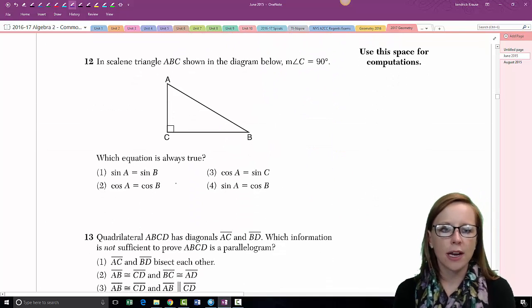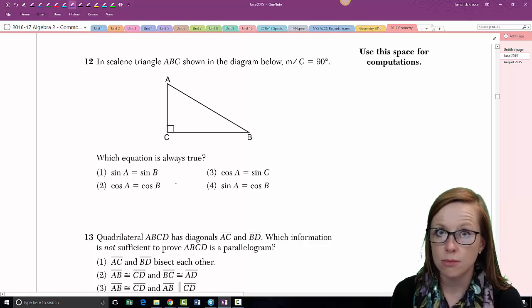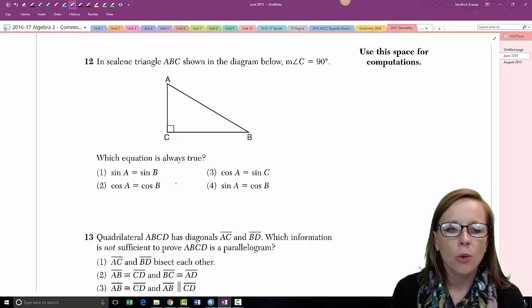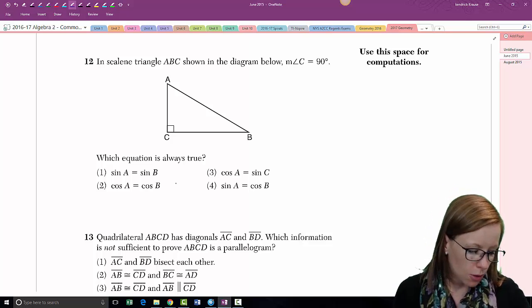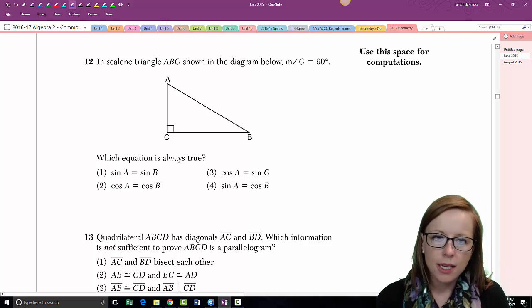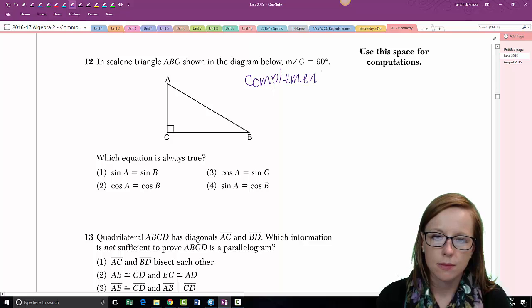All right, in scalene triangle ABC, it says scalene. The measure of angle C is 90, okay. Which equation is always true? Oh my. This is a fun fact you have to know. It's called the complementary angle theorem.